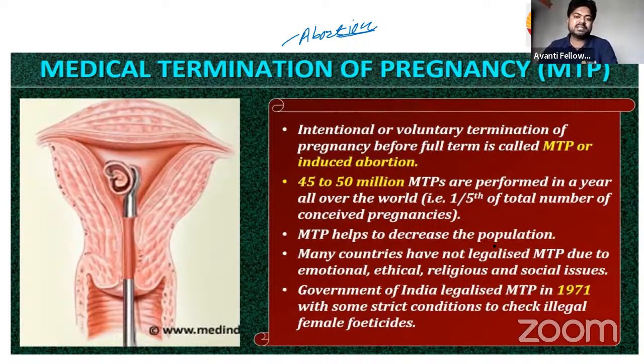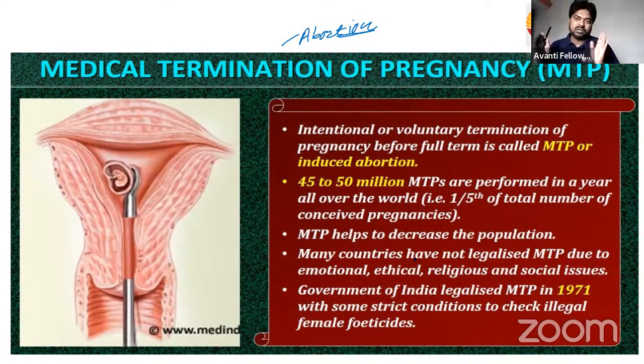MTP helps to decrease the population. Okay. A lot of countries legalize MTP, but some countries do not completely legalize it, and some countries completely ban the MTP. Ban मतलब पूरी तरीके से बंद है, ठीक है? Due to their religious, ethical, emotional issues, like some Arab countries, African countries, ठीक है? यहाँ पर MTPs ban है पूरी तरीके से. So the government of India legalized MTP in 1971. Please remember the year because the year is asked in the examination.